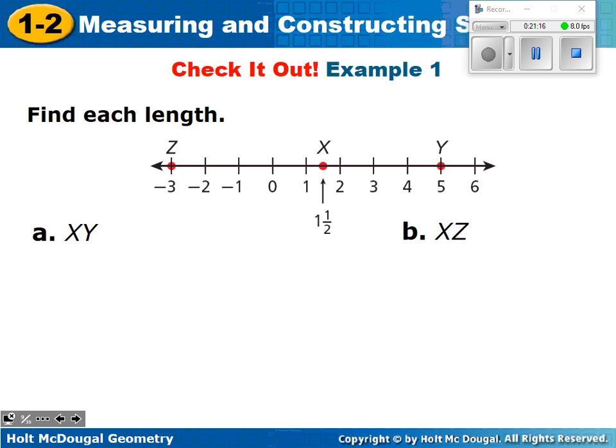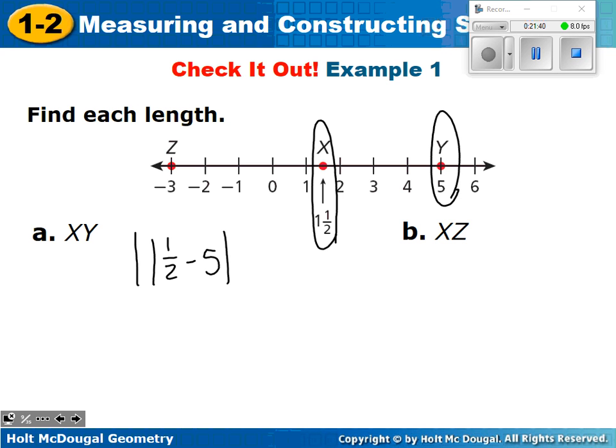Okay, what did you get for x to y? Go ahead, McKinney. What did you get? 4.5. X to y is 4.5. Is it 4.5? Okay, x to y starts at 1.5 and only goes to 5. So if we do 1.5 minus 5, 5 take away 1 already leaves you with 4. Take away another half. That's 3.5, right? And then the absolute value makes it +3.5. Does that make sense? Okay.